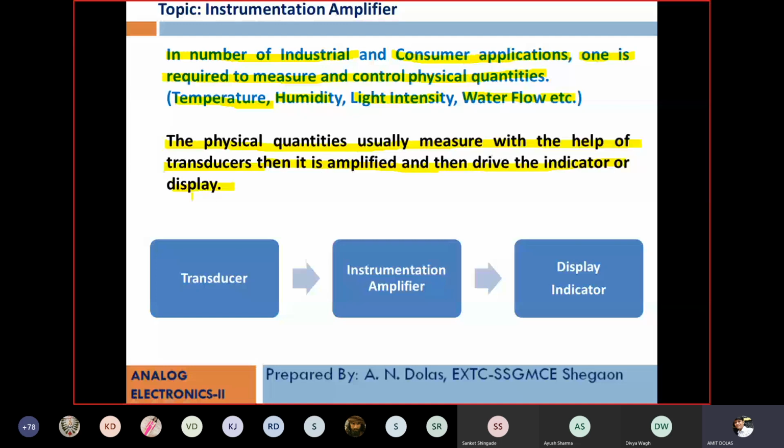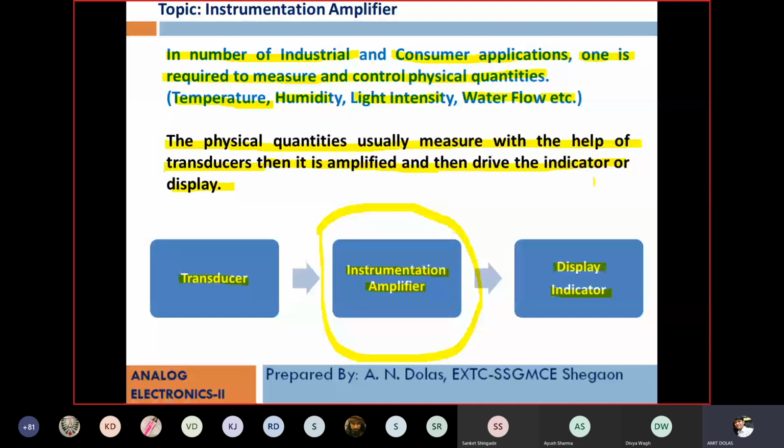So the same is given into the system, that is a transducer, maybe a thermocouple to read temperature, maybe LM35 to read temperature, maybe an LDR or photodiode or phototransistor to read light intensity, then an instrumentation amplifier which will amplify that signal to drive a display or indicator. So this is the process in instrumentation, means in any instrument, and we are focusing on the instrumentation amplifier.